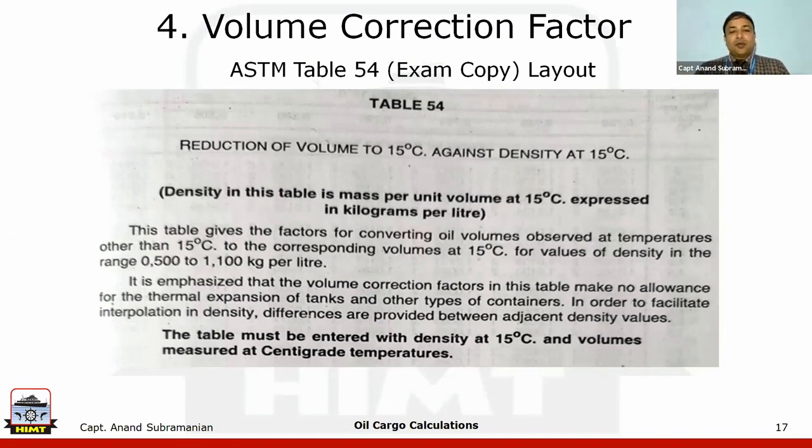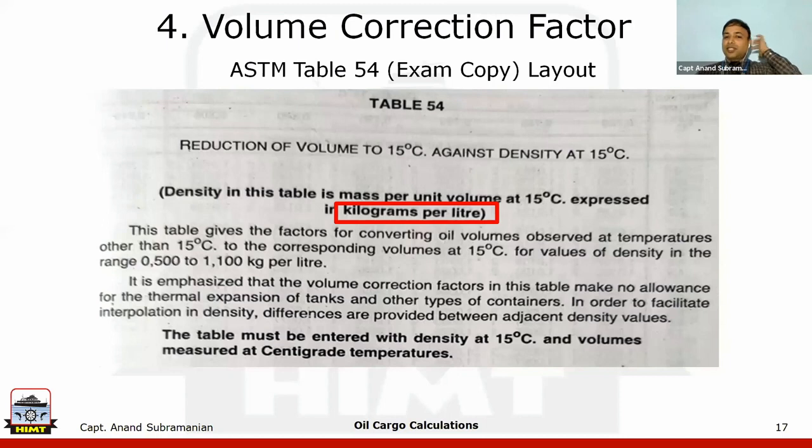Now there's a small booklet that comes in. It's an exam copy, an extract of the ASTM tables, and that is used for the MMD examination. Clear? Clear so far? Yes, sir. All right, so let us take some examples out of this.